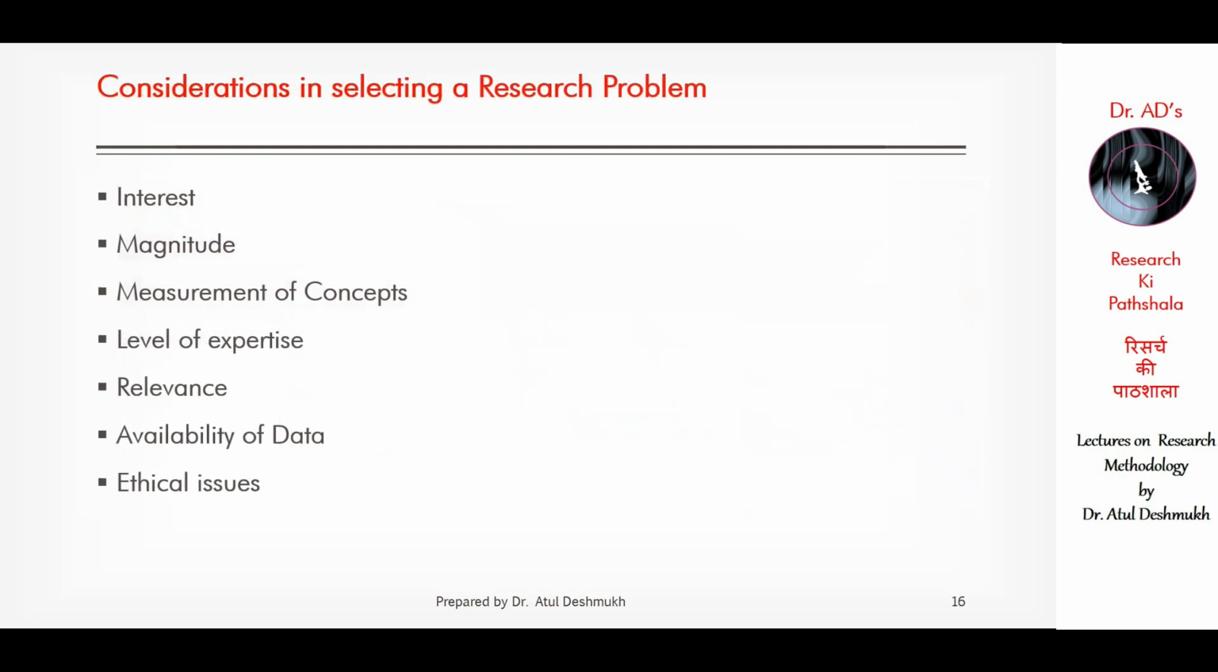Considerations in selecting a research problem. So basically, whenever you select a research problem or a research topic, what consideration should be given? First is interest. Interest means the topic should be of your interest and not someone else's interest. If you are working on a research topic of someone else's interest, you will not give that 100%. But if you have a certain research idea in mind that is of your interest, you will give 100% of your efforts. So interest is important.